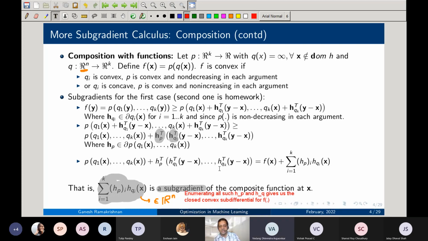Maybe to be more precise, let me be even more precise: it gives us a closed convex subset. Very good observations, because this is just one way of deriving a subgradient. In fact, a lot of subgradient descent algorithms just hinge on deriving one subgradient. There could be multiple. Thanks. Any other points?